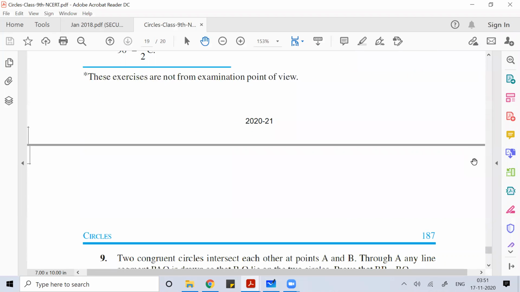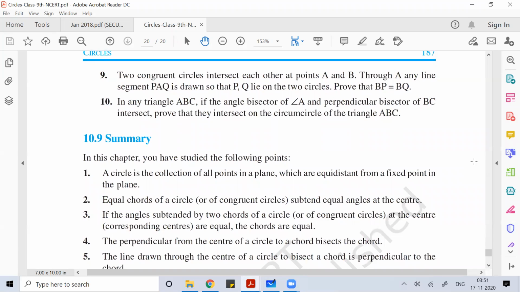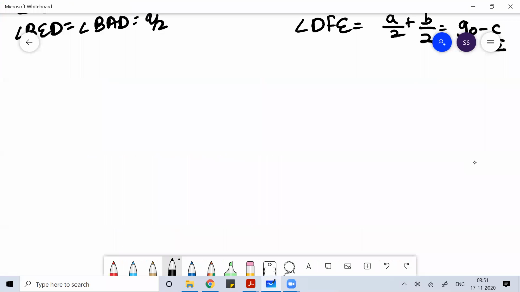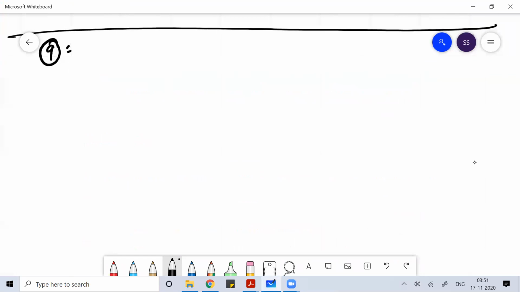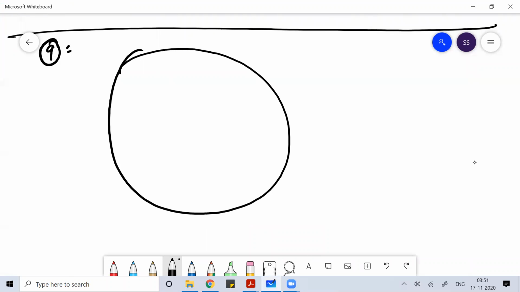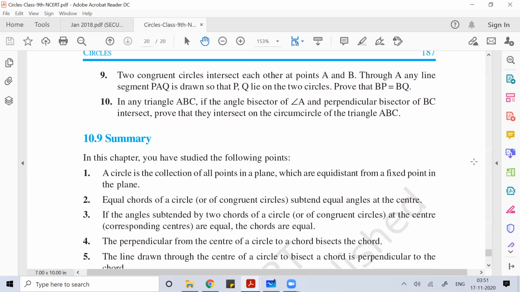Okay, then question number 9. Two congruent circles intersect each other at points A and B. So two congruent circles, question number 9.